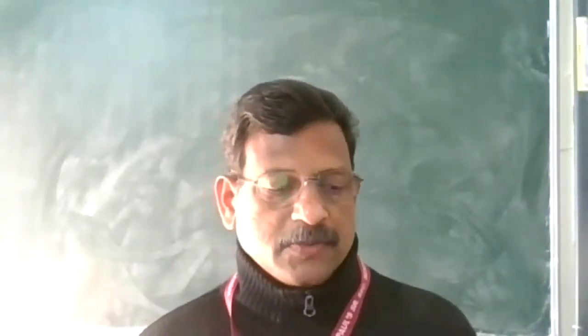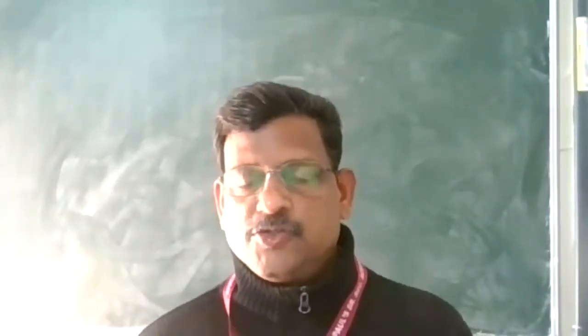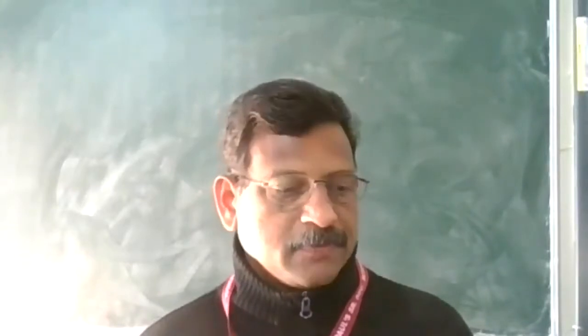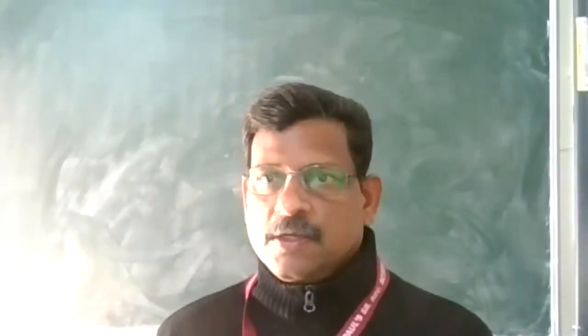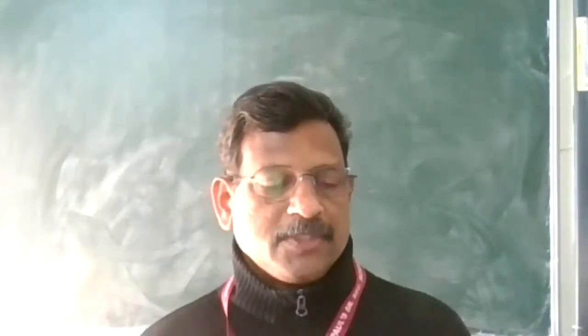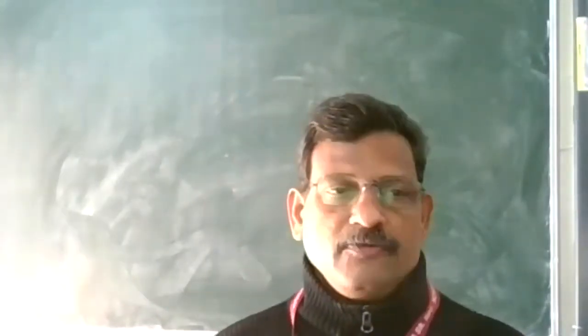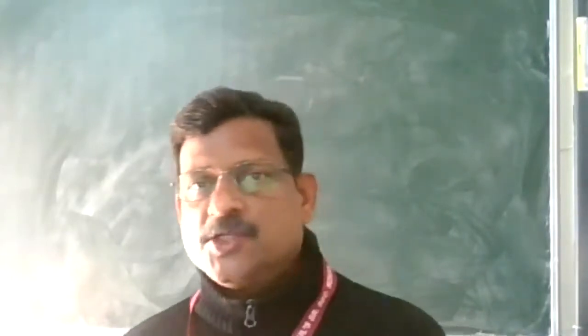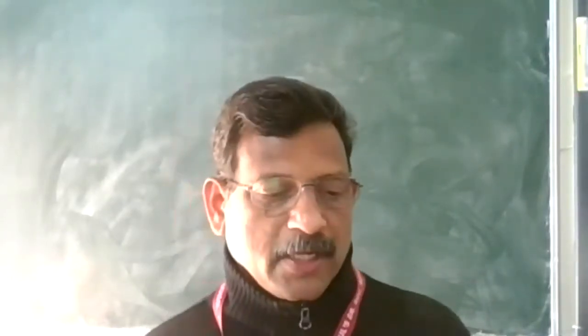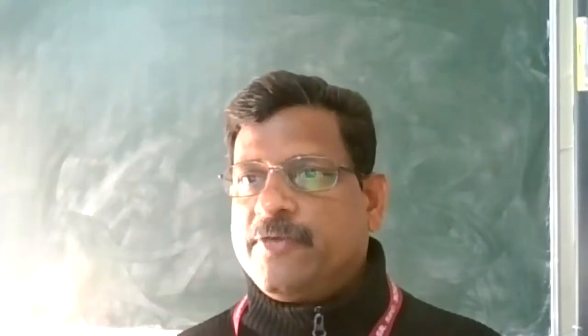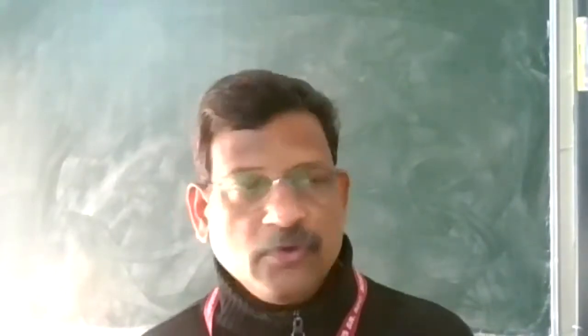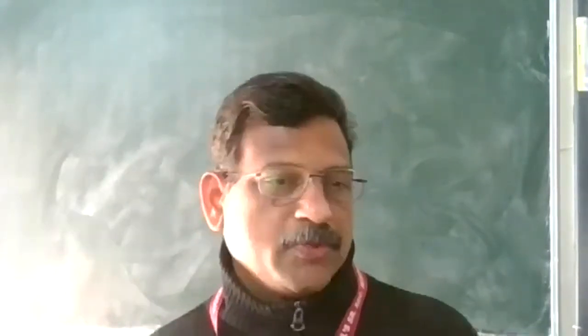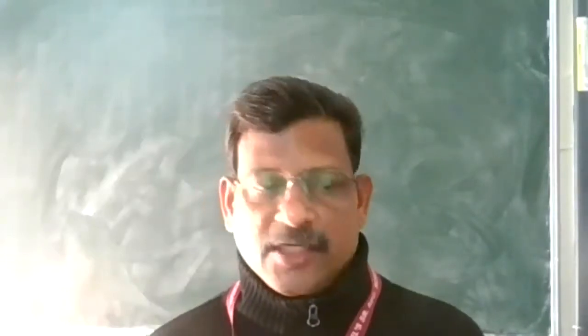So last class we have seen the energy of the electron in the different Bohr's orbits. First orbit energy is minus 13.6 electron volts for the hydrogen atom. Second orbit is minus 3.4 electron volts, third orbit is minus 1.51 electron volts, and the fourth orbit is minus 0.85 electron volts, etc. And for n equal to infinity, energy equals 0. So we are seeing different discrete energy levels.